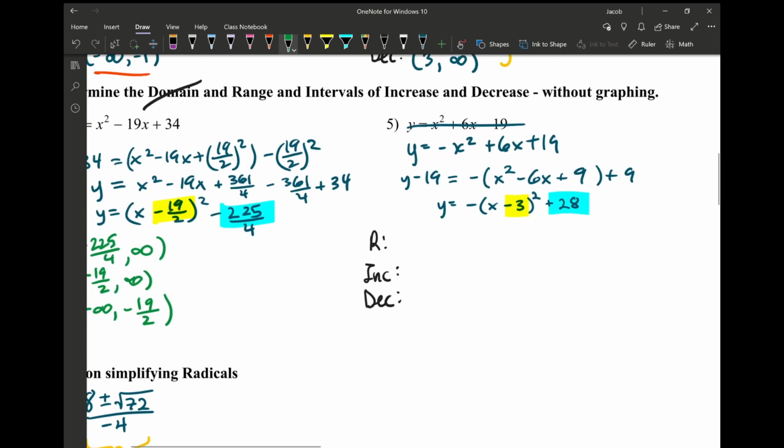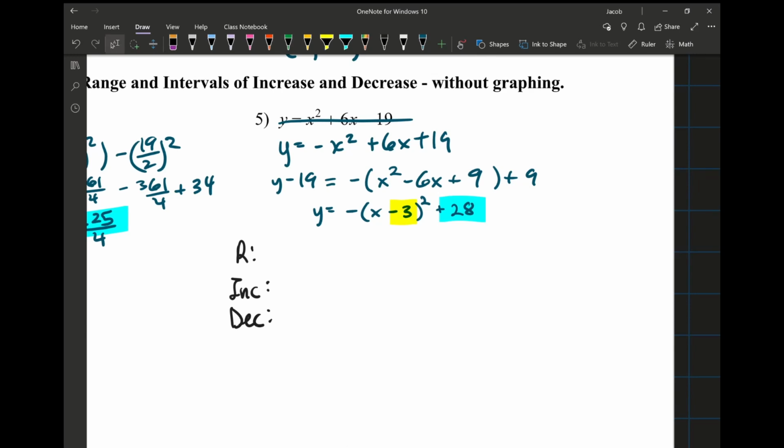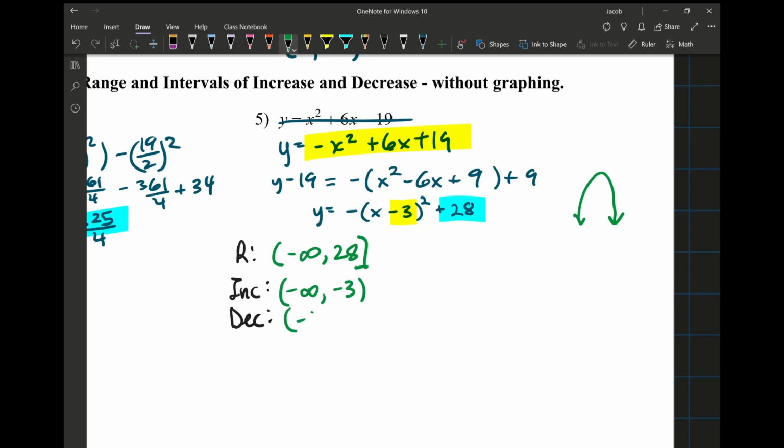The range on number 5 is going to start with negative infinity and go to positive 28, including 28, because this is a facing down parabola. Remember, I changed this one just a little bit. And the interval of increase is going to be on the left side of this downward facing parabola. So negative infinity to -3, not including -3, and then it's decreasing from -3 to infinity.